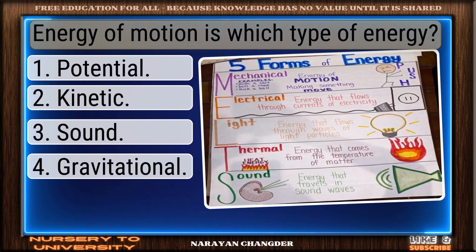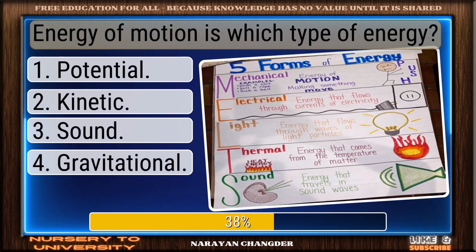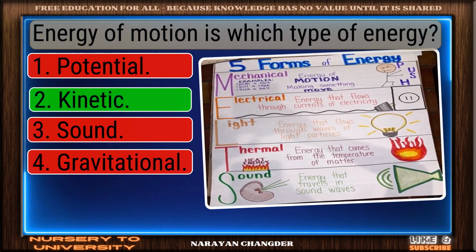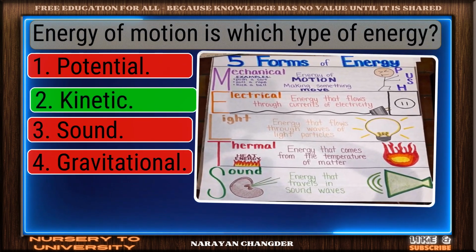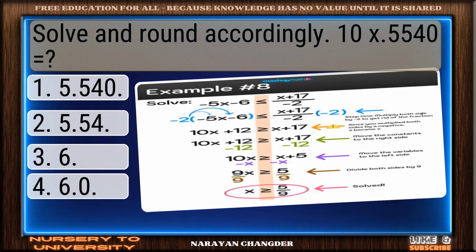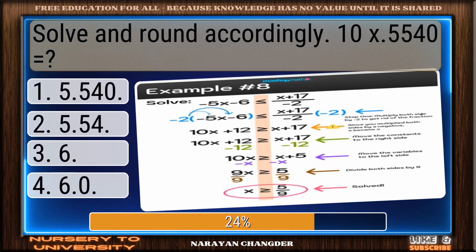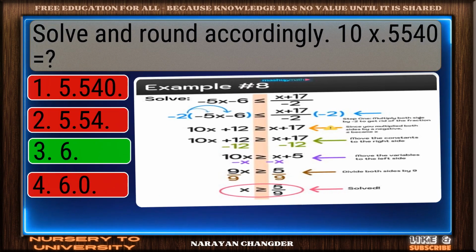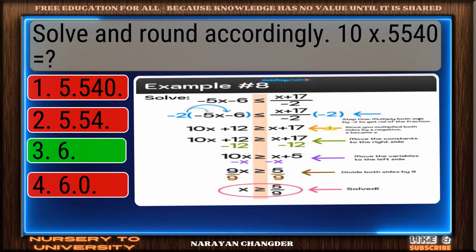Energy of motion is which type of energy? Nice work. You chose kinetic, and it is correct. Solve and round accordingly. 10 x 5540 equal to. Smart pick. 6 is the correct choice.